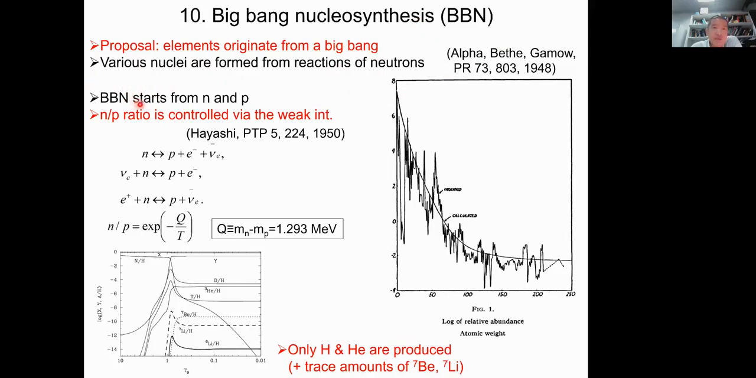Big Bang nucleosynthesis starts from neutron and proton nuclear matter, not purely by neutrons. And the ratio of neutron and proton is controlled by the weak interaction. So this weak interaction determines the neutron over proton ratio. In such a situation, only hydrogen and helium are produced significantly, and trace amounts of beryllium-7 and lithium-7 are also produced. And yes, this is the present understanding of the Big Bang nucleosynthesis. And in Big Bang nucleosynthesis, weak interaction is important because it determines the neutron to proton ratio. This ratio determines the final abundance of the BBN.